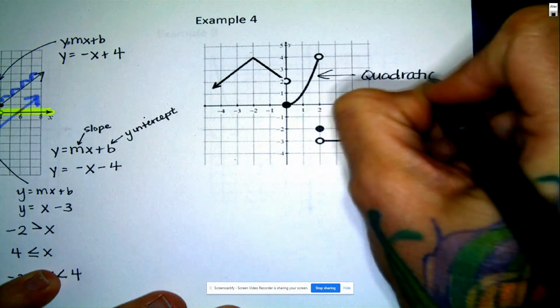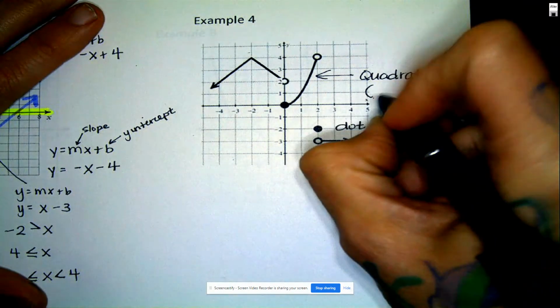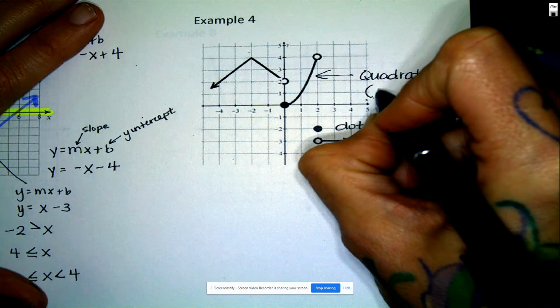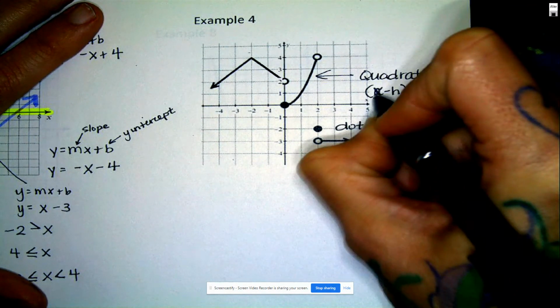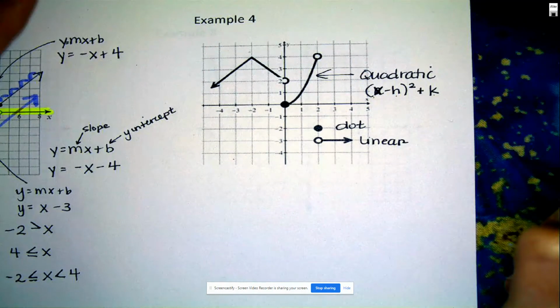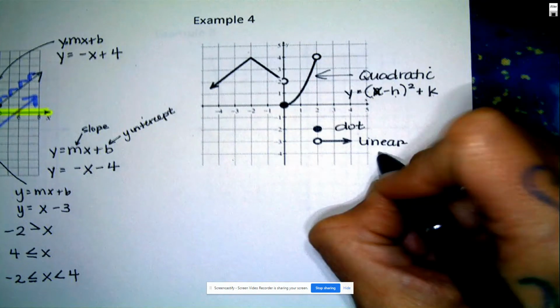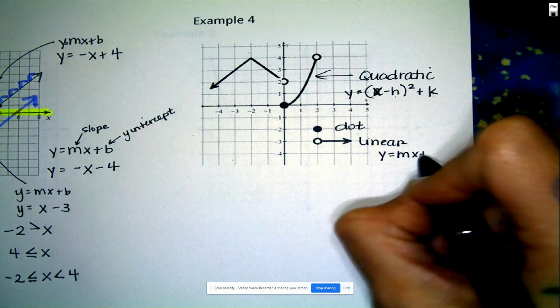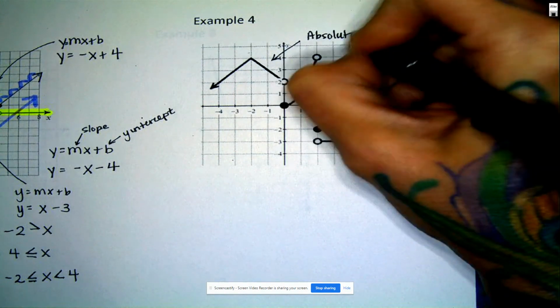which probably is going to be easiest to write in vertex form. So, sorry, this will be an x minus h squared plus k. And h and k, remember, is your vertex itself. So y equals x minus h. Linear is going to still be your y equals mx plus b. And this, if you remember from math 3, absolute value function.